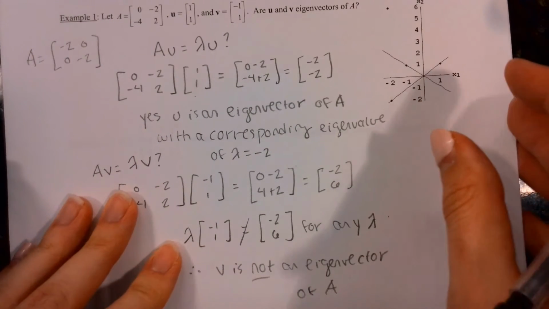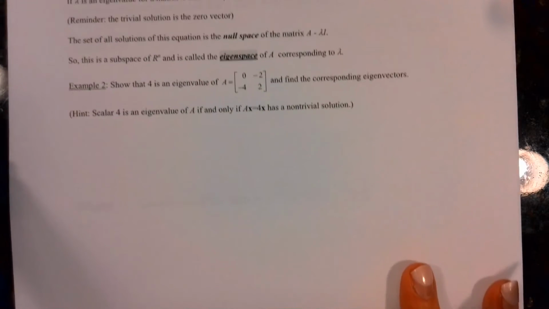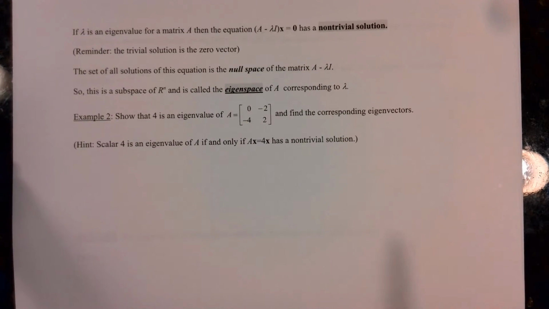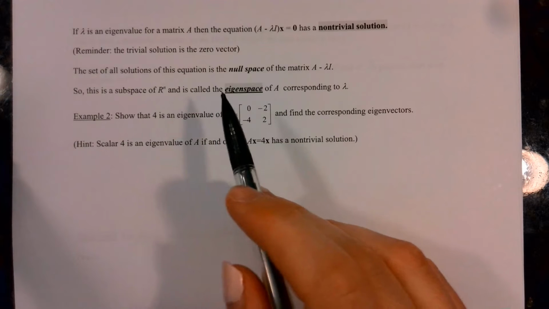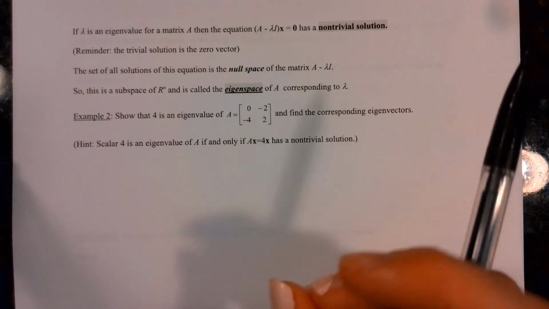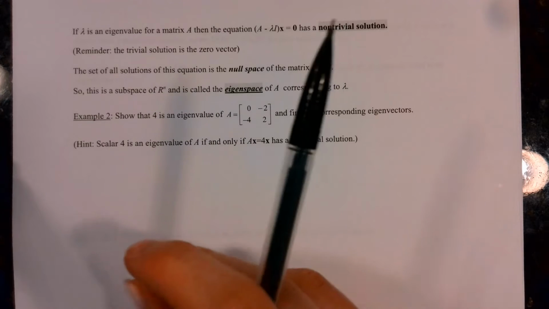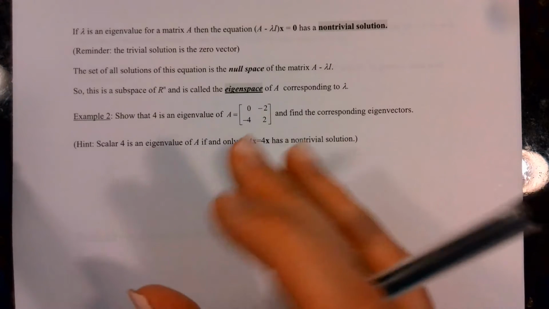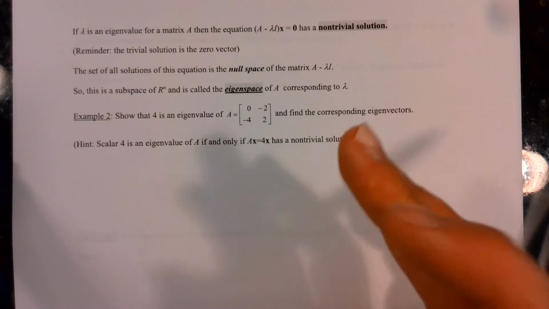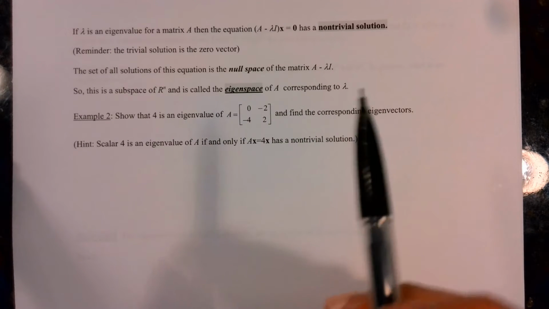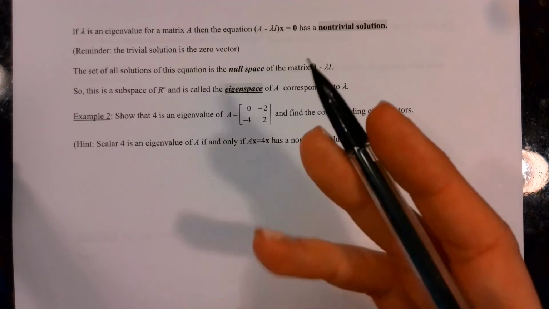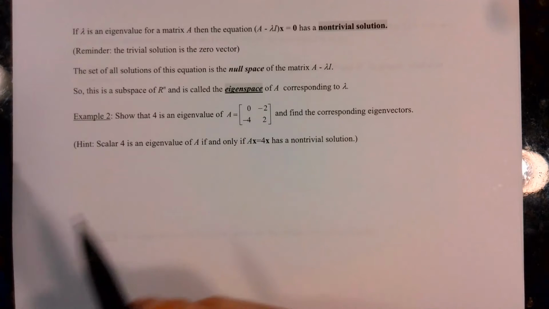Okay. So let's take a look at what's next. How do I find maybe all of the eigenvectors? Because we were able to just test one. How do I find eigenvectors? How do I find an eigenvalue? We're actually going to go into finding all the eigenvalues for all square matrices next time. But today we're just going to say, given a specific eigenvalue, how do I find all the eigenvectors that go with that?